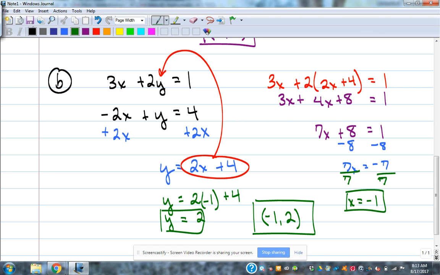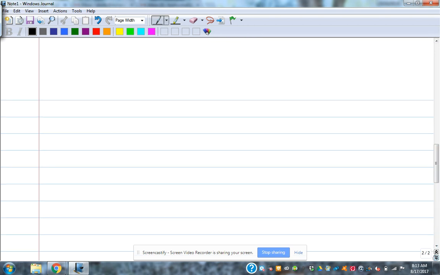All right. Pretty nice. Easy stuff, right? 12x minus 3y equals negative 9. Negative 4x plus y equals positive 3.